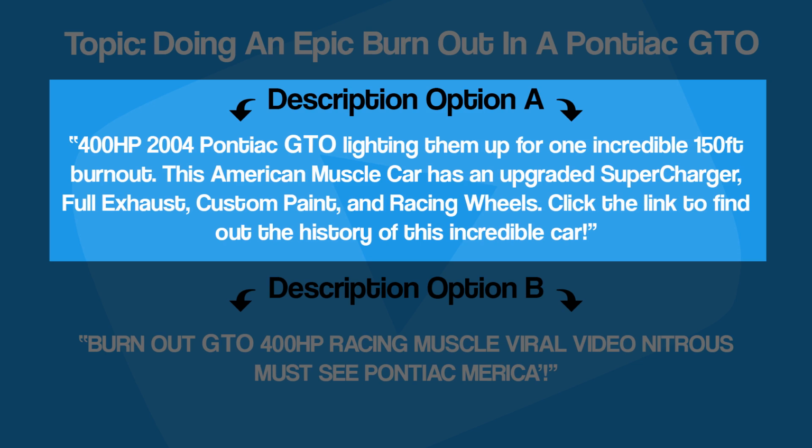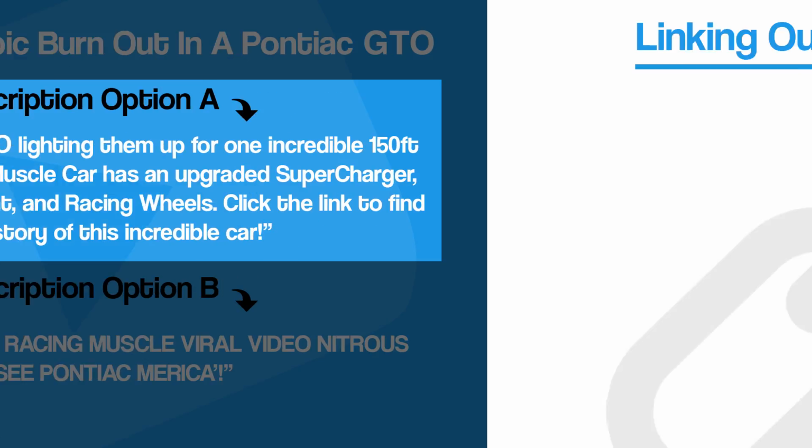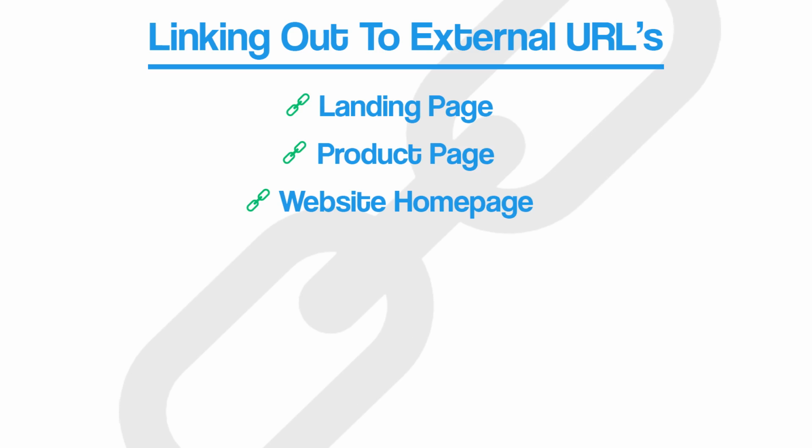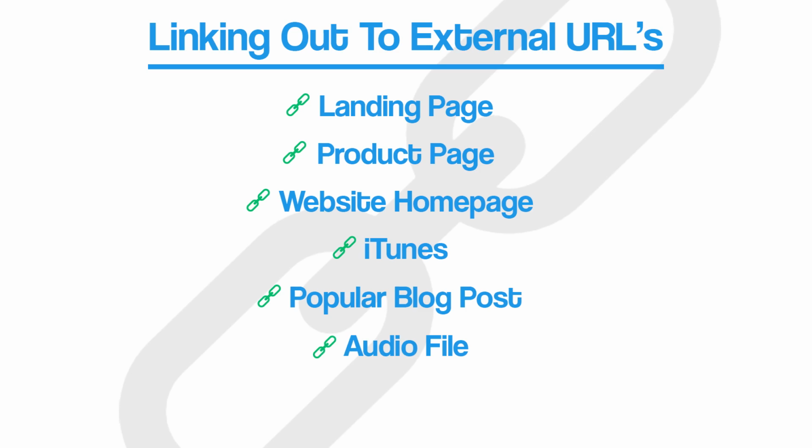The next thing that you want to incorporate into your video descriptions is linking out to external URLs. This could be a link to your landing page, a product page, the homepage of your website, iTunes, or a specific blog post that you want to promote. It could even be a direct download link to a piece of additional content, such as an audio file or a PDF. But always try to use the original link and resist the urge to use a link shortener in this section. Shortened links can register as possible spam, and that could affect your search rank.